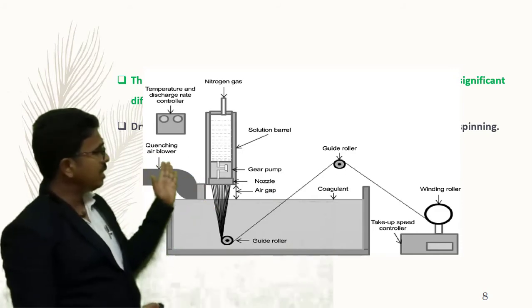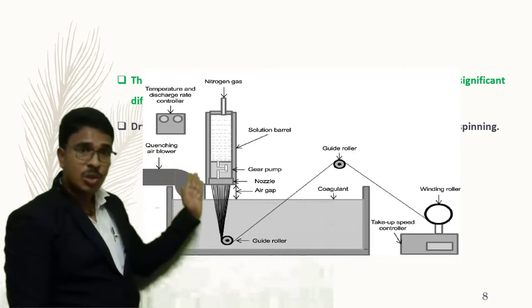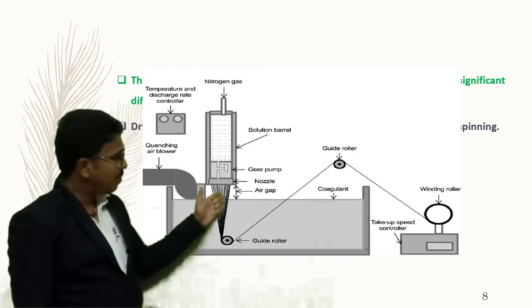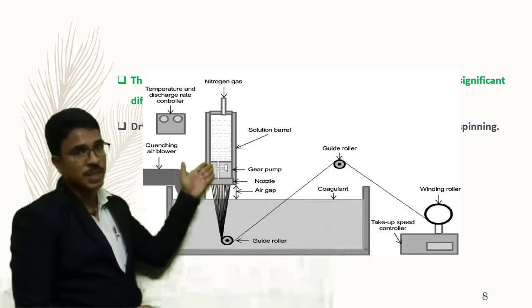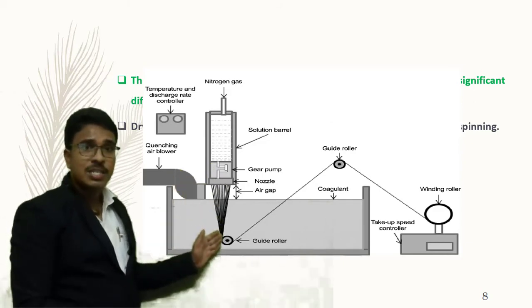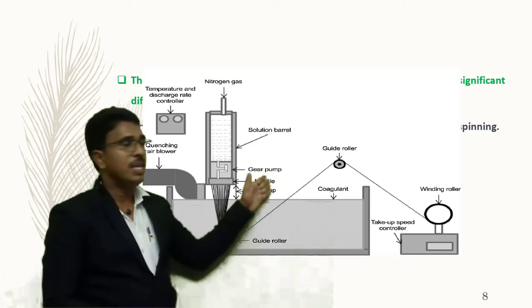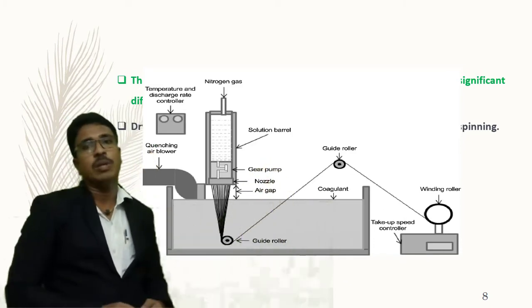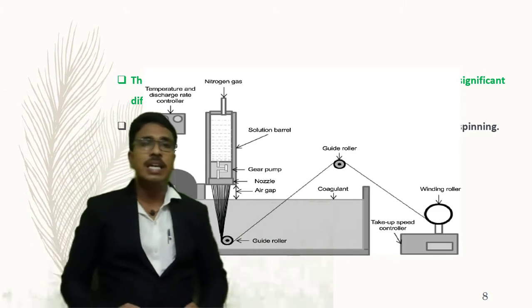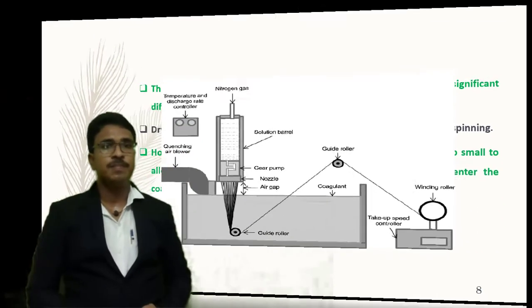And now you can see here there is a quenching air blower to remove the solvent which is there in the filaments which is coming out from the spinneret. Then all the filaments are taken to this coagulation bath. Through the guide roller it has been taken out, and then it is winding onto a roller. This is how the dry jet wet spinning process functions.